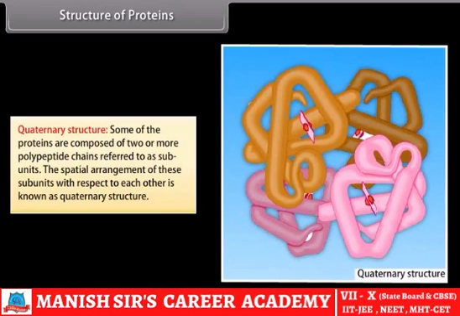Quaternary structure. Some of the proteins are composed of two or more polypeptide chains, referred to as subunits. The spatial arrangement of these subunits with respect to each other is known as quaternary structure.